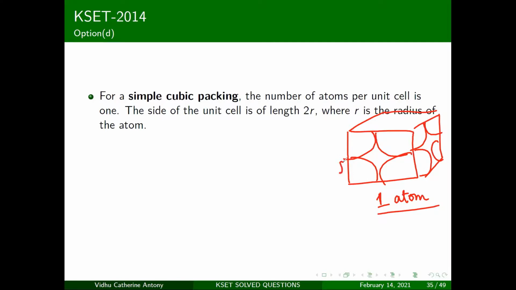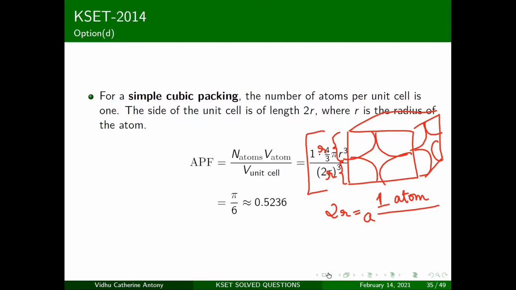So here, this is the radius of the atom. This is also the radius of the atom. You basically have 2r equal to the side of the unit cell, which is a. So 2r is equal to a. And what do you basically do? You want to find out, let's just move on to the next point.